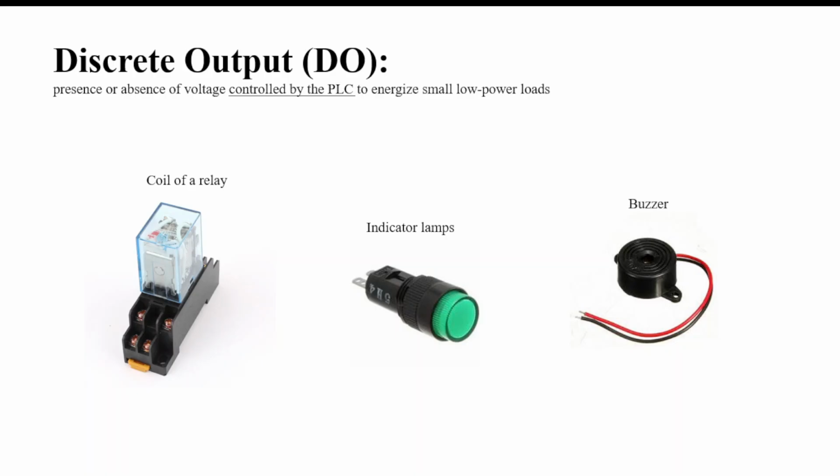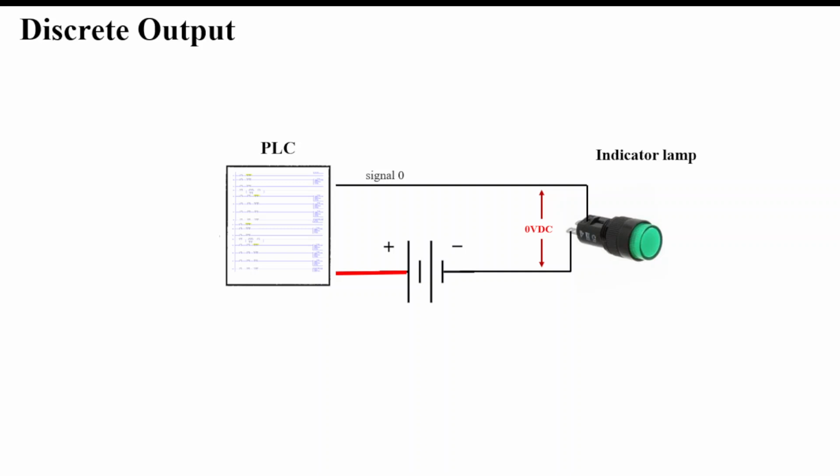Now, discrete output devices are a little bit fewer in number. This is the presence or absence of voltage controlled by the PLC to energize a very small, low-power load. So the coil of a relay, small indicator lamps, and sometimes buzzers. Anything larger than this, the PLC would not be capable of controlling typically, and so we would run it through a series of relays or contactors. So in this situation, we can see the PLC is sending a signal out of 1, and that is what's energizing the indicator lamp, obviously through a PLC discrete output card.